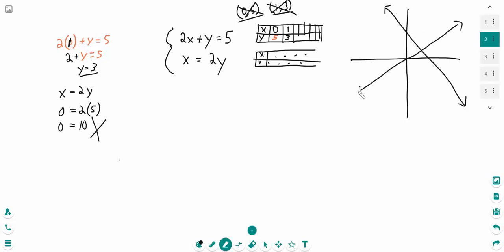So there's our second graph for our second equation. And remember what these graphs indicate. This first line indicates all of the solutions, all the ordered pairs that would satisfy this first equation. The second line here is indicating all of the ordered pairs that would satisfy the second equation. So the place that we are interested in is actually this point right here.